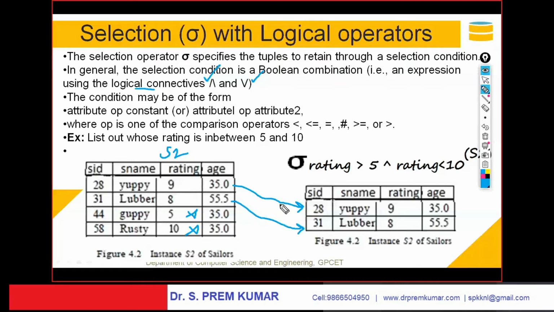This is the purpose of the selection operation with relational operators greater than, less than, and the logical operator AND. In this query you can notice rating greater than 5 and rating less than 10. The greater than and less than symbols are relational operators. The AND operator is a logical operator. If all conditions are true, the result is true. If any one condition is false, everything is false. That is the AND operator.